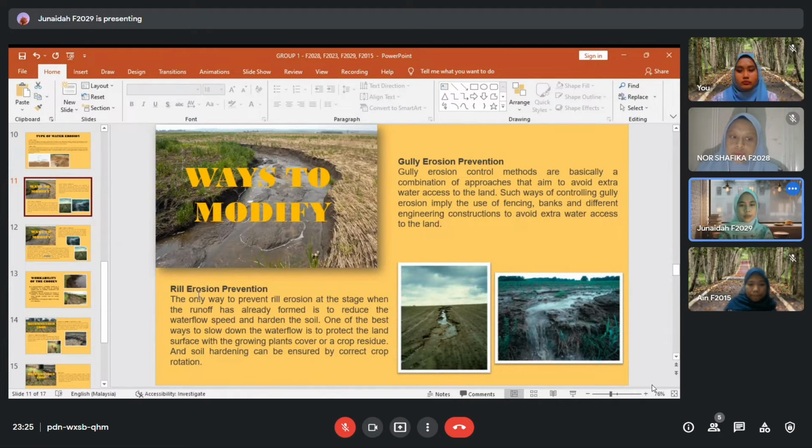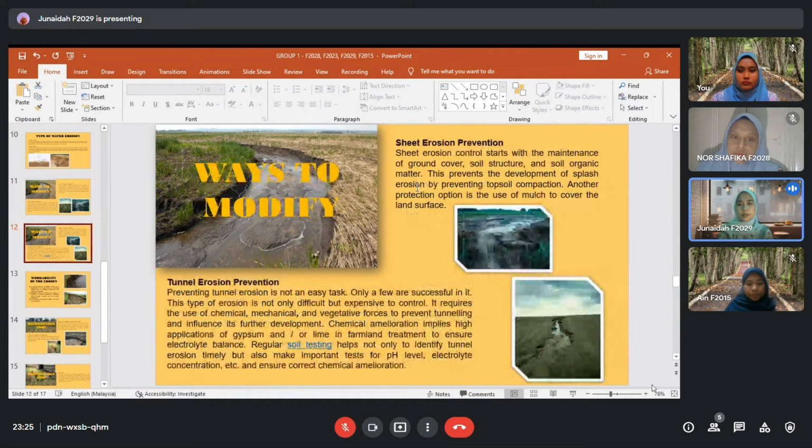Rill erosion prevention. The only way to prevent rill erosion at the stage when the runoff has already formed is to reduce the water flow speed and harden the soil. One of the best ways to slow down the water flow is to protect the land surface with growing plant cover or crop residue. And soil hardening can be ensured by correct crop rotation.